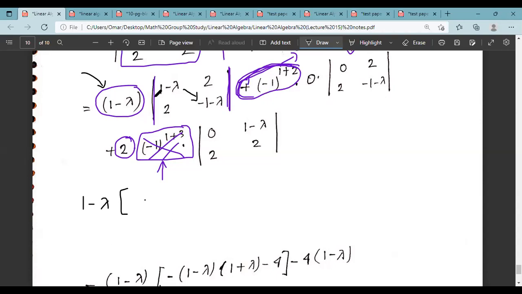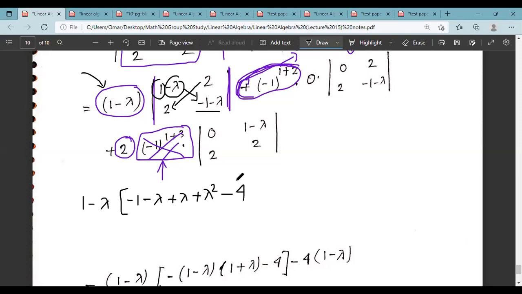That means we multiply 1 with these two things, so it will be minus 1 minus lambda, and then we multiply minus lambda with these two things, so it will be plus lambda squared. Okay guys, and then we have to take minus, so then we have to multiply the opposite way. So 2 multiply 2, it will be 4.